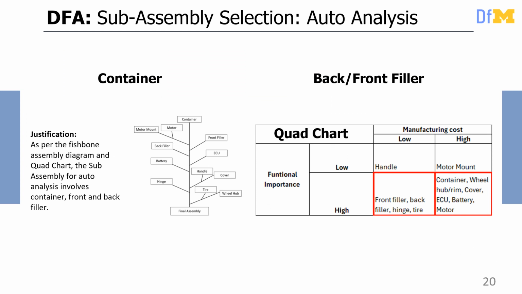Hello everyone, this is Dhyan Vyas and I will talk about the DFA automated assembly analysis. The sub-assembly of container, front and back filler is chosen as the motor and motor mount sub-assembly was eliminated during the DFA manual assembly analysis.